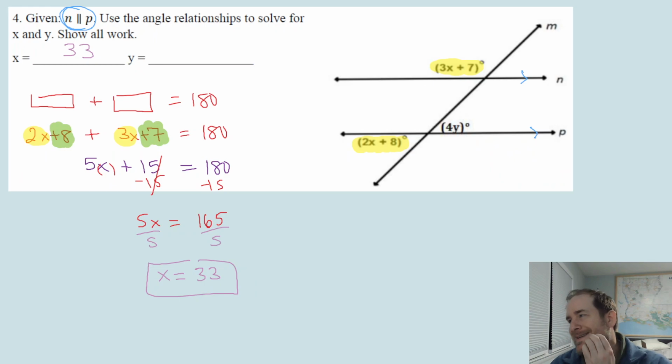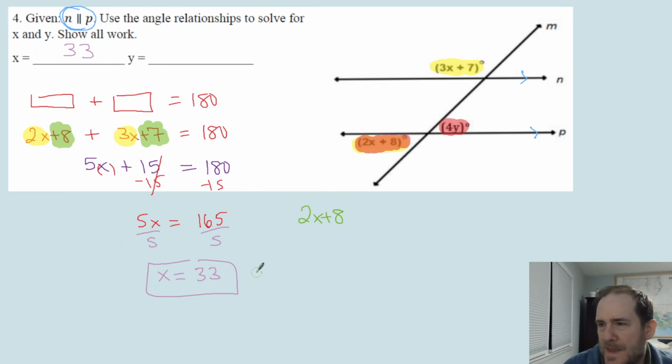Okay, but now you gotta solve for y. So how do you get y? My plan would be, actually let's go back to that thing I said was wrong a minute ago. The 2x plus 8 and the 4y, those have to equal each other because they're vertical angles. So the trick is then, take the 2x plus 8, substitute in the 33. That'll give you 66 plus 8, that'll be 74. So now that you know that this angle is 74, you know that this angle will be also 74, which means you can now just solve that. We can say that the 4y has to equal 74.